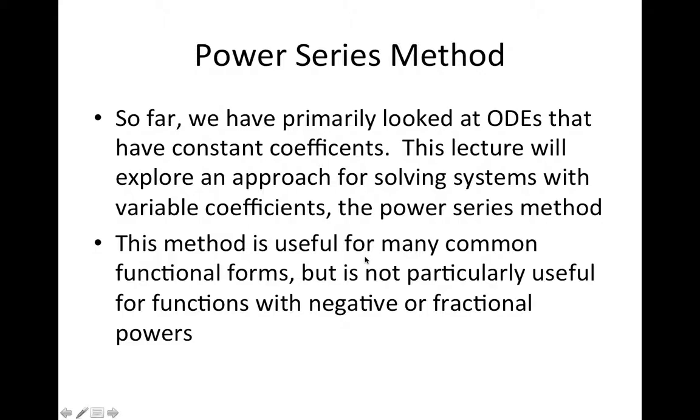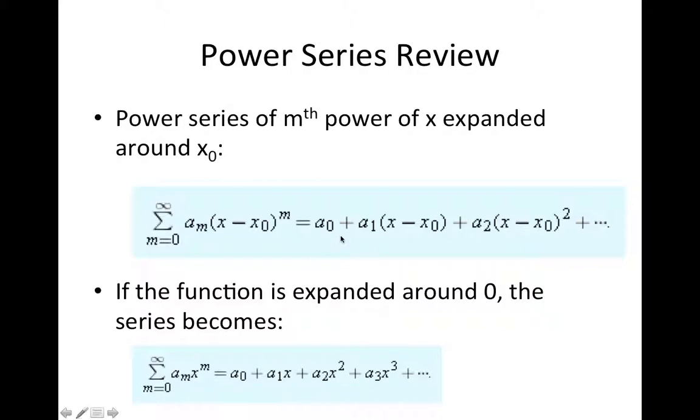So this method's pretty useful for a lot of common functional forms, but it's not particularly useful for some other functional forms. So we're going to apply something called the power series method. Basically, the limits of the power series method are that you don't want functions in your coefficients that have negative or fractional powers. So what's a power series?